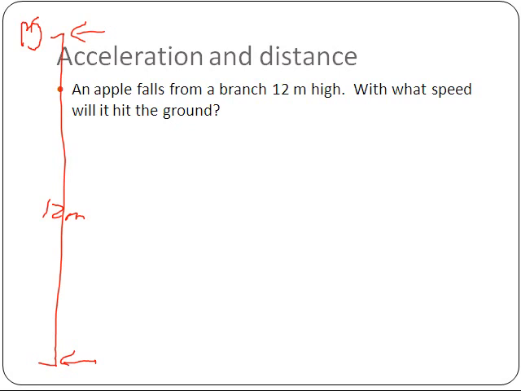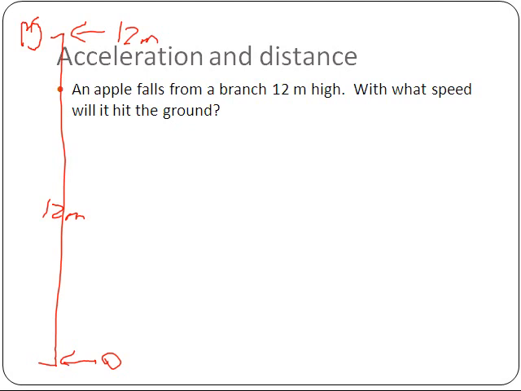If I call my top up here 12 meters, which I think I am going to do, then that's going to mean my bottom is going to be 0 in this case. You just have to pick one and be consistent. You could put 0 at the top and negative 12 at the bottom, or 12 at the top and 0 at the bottom. It doesn't matter, as long as you pick one and stick with it. So this is what we have.